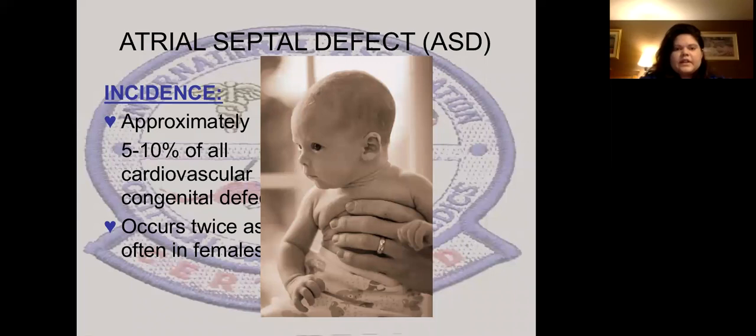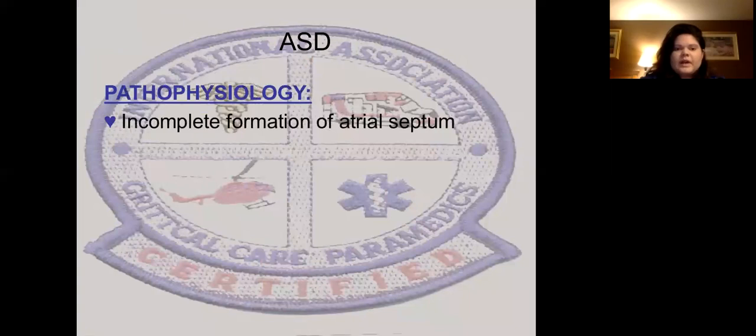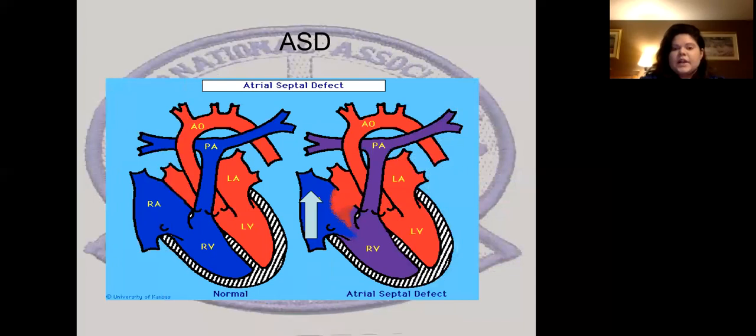So our next defect, the atrial septal defect. This is going to be 5 to 10% of all cardiovascular congenital defects, and it occurs more in females than it does in males. The patho behind this is an incomplete formation of the atrial septum. They have left to right shunting, and this is going to cause right ventricle volume overload and increased pulmonary blood flow. It's very important to remember.